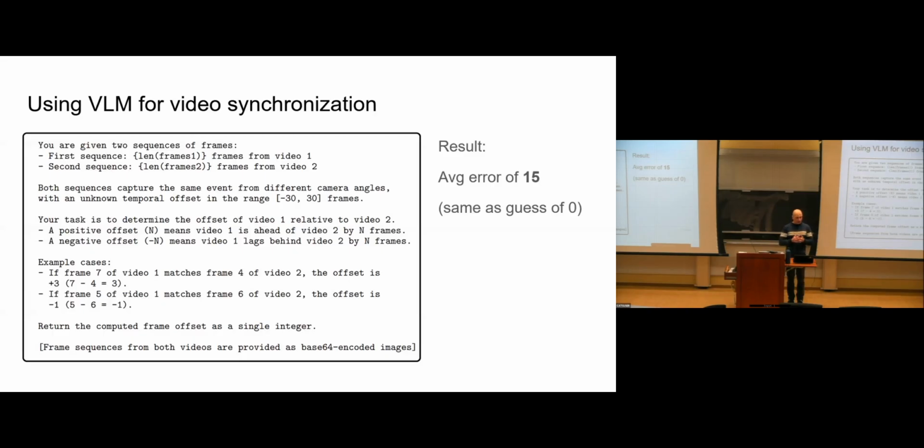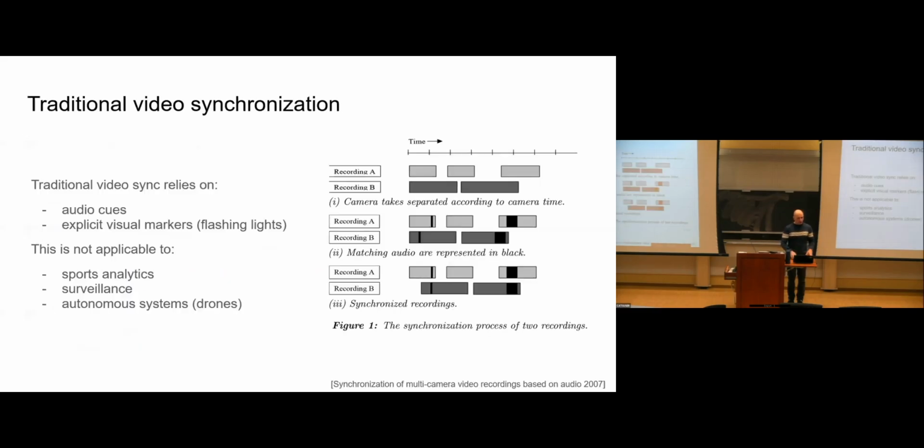So it turns out that the VLMs are terrible at this, and the average error of VLMs is 15, basically the same as the guess of 0. And we wanted to contribute to this by first of all developing a good enough benchmark, and second, developing at least a baseline approach that's not necessarily a VLM, that VLMs can be compared against. So the traditional video synchronization, yes, is there a question?